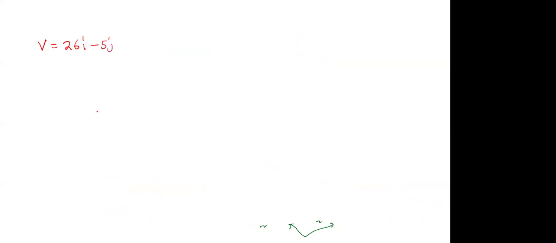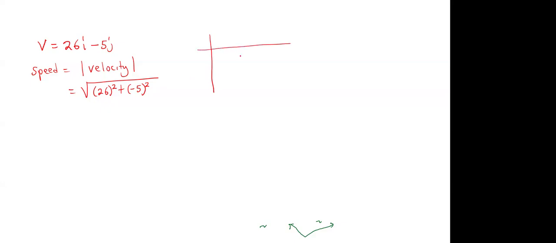In order for you to obtain speed, please do not forget that speed is always given by the magnitude of velocity. So we shall say the magnitude is going to be the square root of 26 squared plus negative 5 squared. Let me just demonstrate on the diagram. It will be something like this.